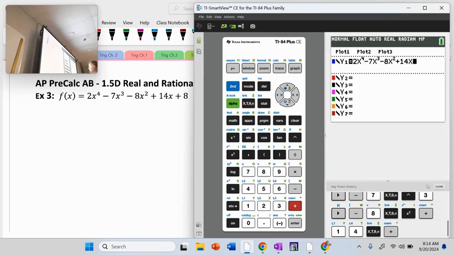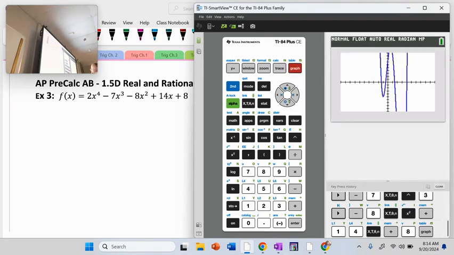14x plus 8. Now this one's not going to be great. We're going to have to make a conjecture here. Hit enter. Okay, I got a bunch of zeros.